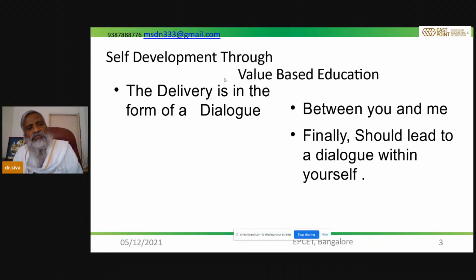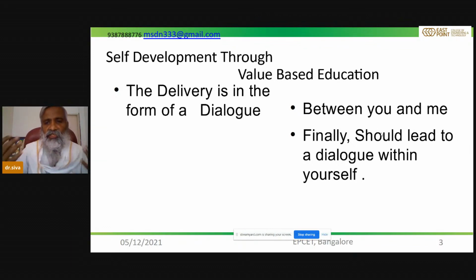Let us now take up self-development. Self means yourself, myself, right? My self-development through value-based education. Initially, it's a dialogue between you and me. Eventually, it should be a dialogue with yourself. This is what our objective is. You should interact with yourself, engage in dialogue with yourself. It's an internal dialogue.